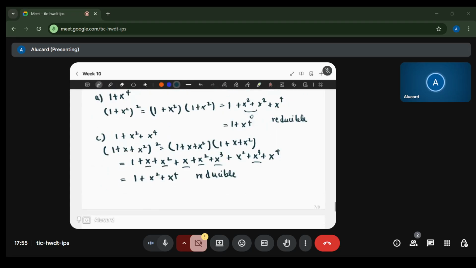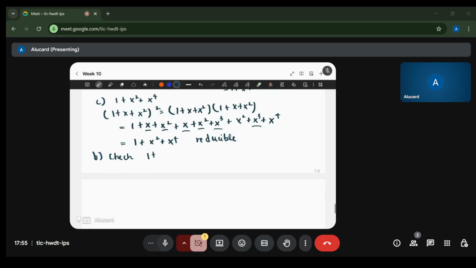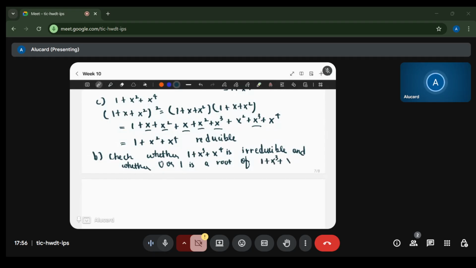1 plus x power 4 is also reducible. And you can check 1 plus, then check whether 1 plus x cube plus x power 4 is irreducible, and whether 0 or 1 is a root of 1 plus x cube plus x power 4. I'll leave that as an exercise.